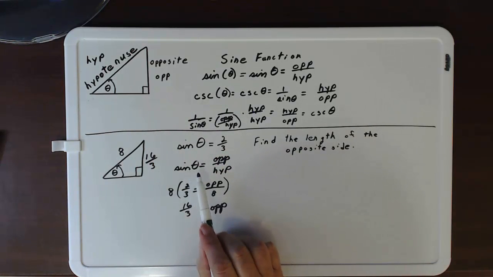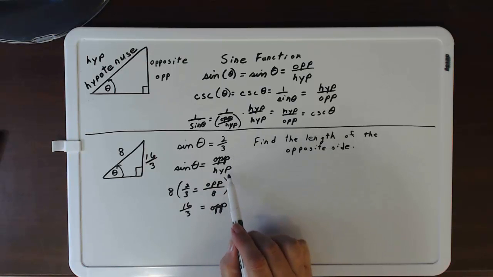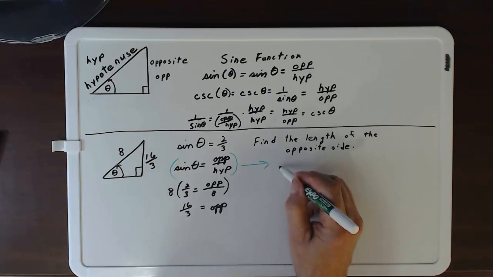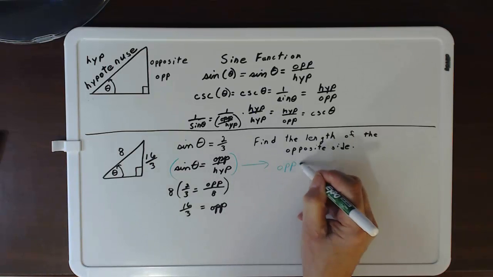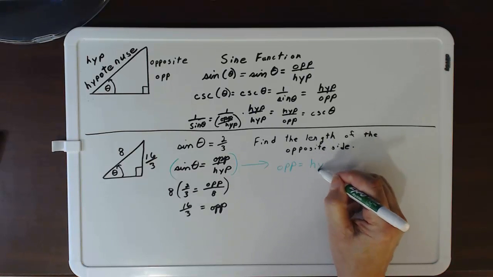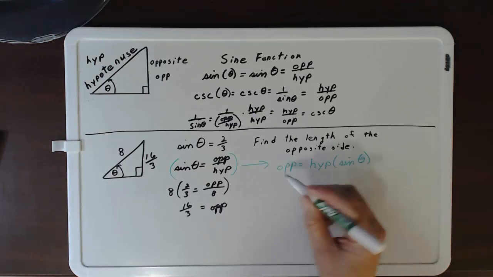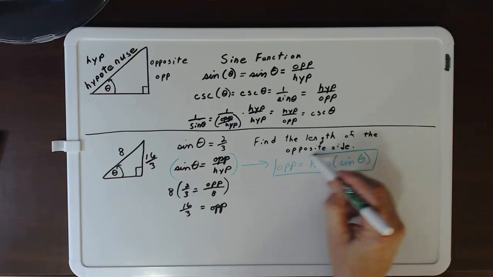Notice that the sine of theta equals the opposite over the hypotenuse. If we want to find the opposite side, we can multiply this equation through by the hypotenuse, and we can find that the opposite side equals the hypotenuse times the sine of theta. And this works every time.